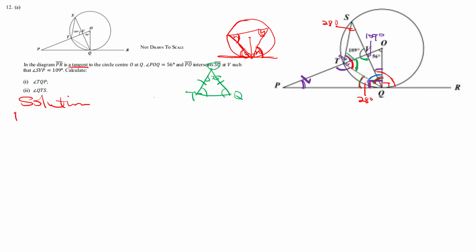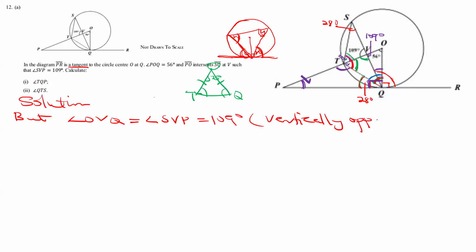Angle OVQ is equal to angle SVP, and that should be equal to what? 109 degrees. What's your reason? Vertically opposite angles. Is that clear? Yes, please. All that I'm writing, I've said it all. So it means I know this to be 109.